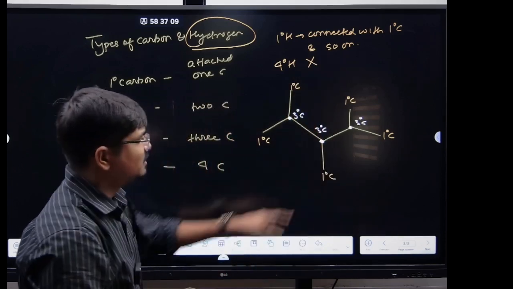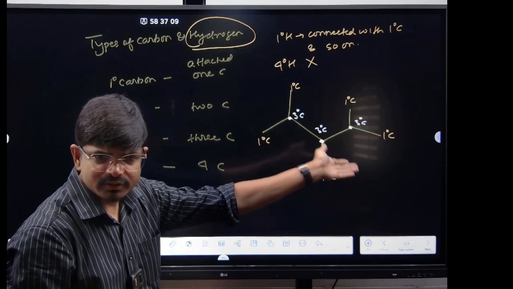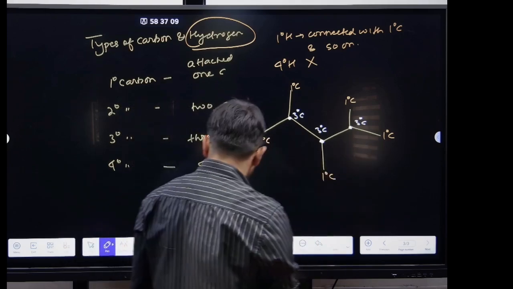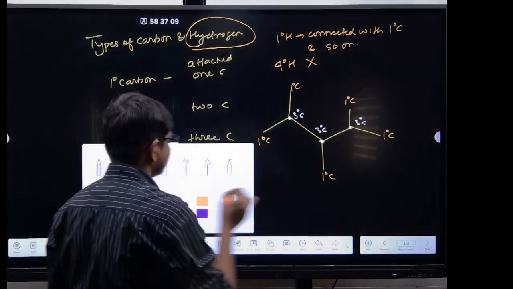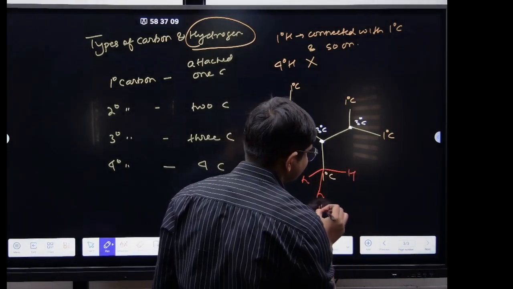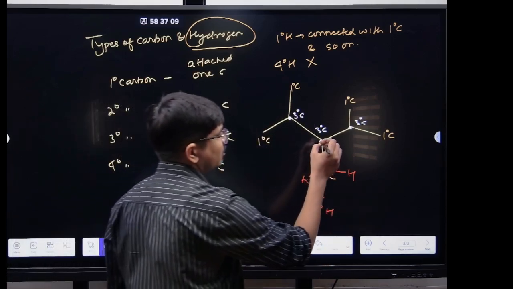So see here, this is a 1 degree carbon, right? So you will have 1 degree hydrogen as well, because this diagram will look like this, with hydrogen, hydrogen. So these are 1 degree hydrogens. Now see here, this will also have the hydrogen one.